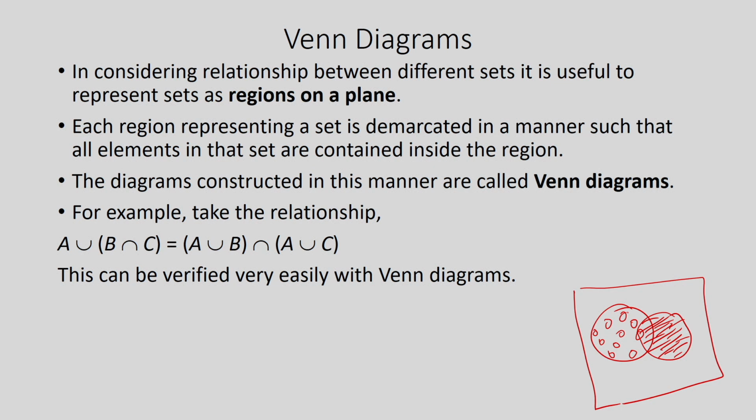So, this is just a visual way to represent sets. The diagrams constructed in this manner are called Venn diagrams. For example, take the relationship A union (B intersection C) is equal to (A union B) intersection (A union C). So, this is a relationship between set operations. Now, it can be verified very easily with the help of Venn diagrams. Let us see how we can do that.